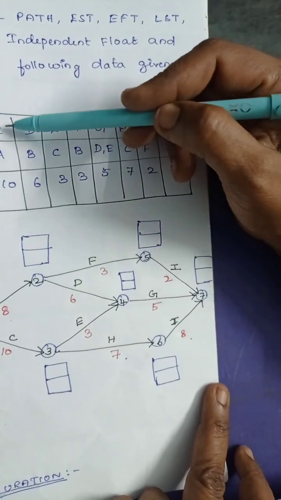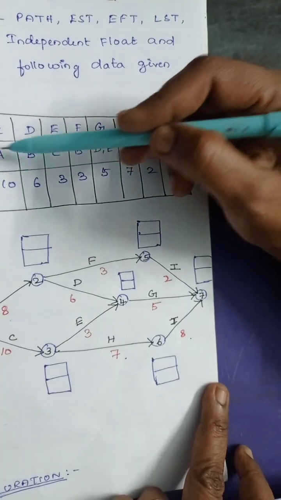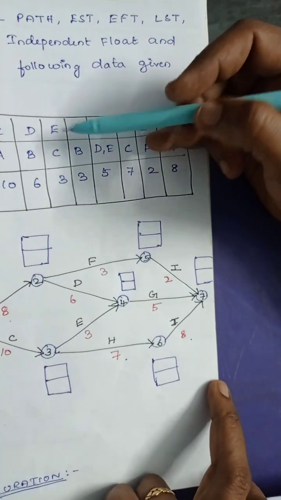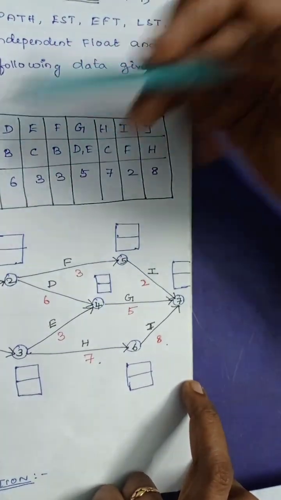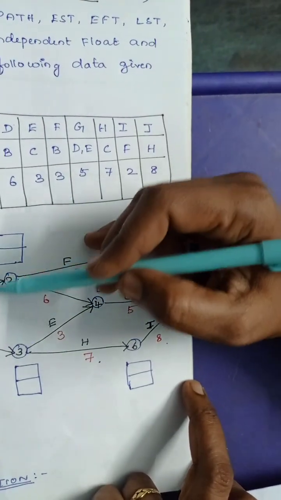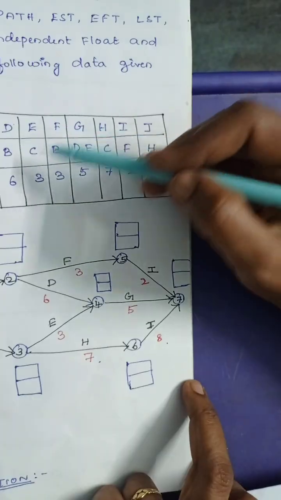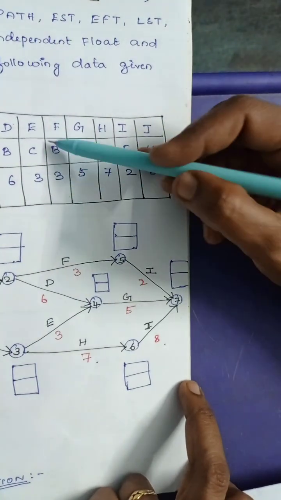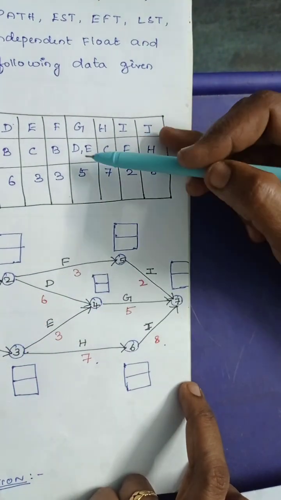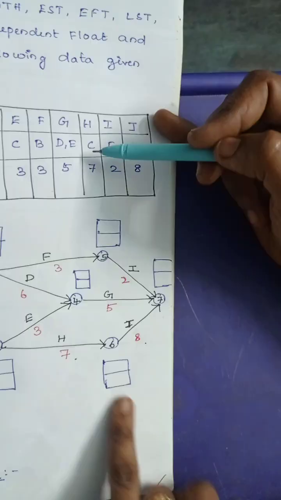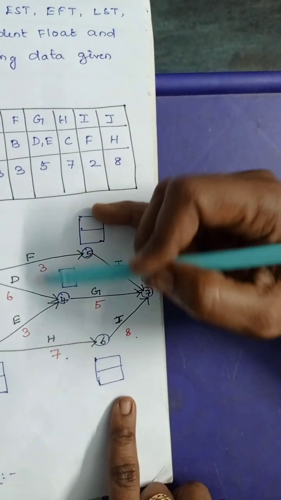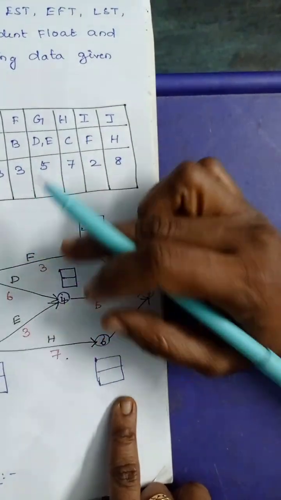After construction of this network diagram, for both B and C activities the predecessor activity is A. So likewise we have to draw the network diagram. For D and F the predecessor activity is B. For E activity the predecessor activity is C. For G the predecessor activities are D and E. Likewise you draw the network diagram.